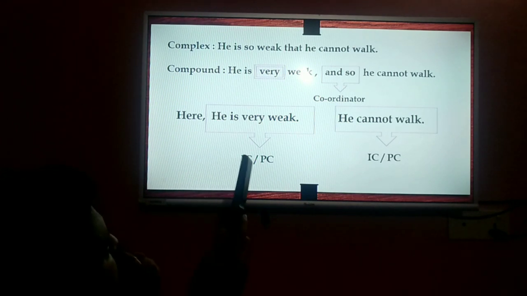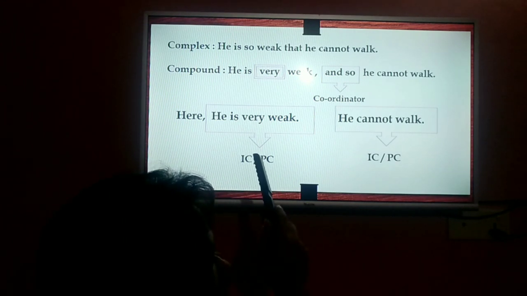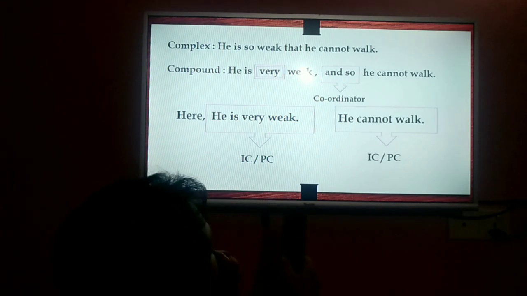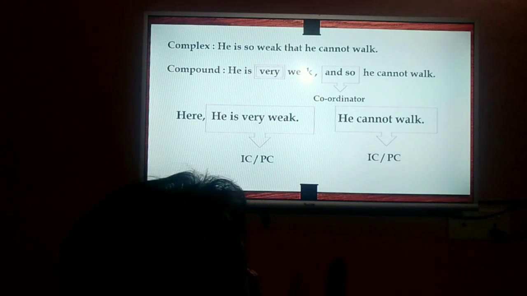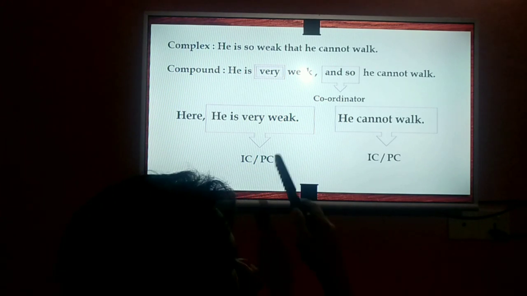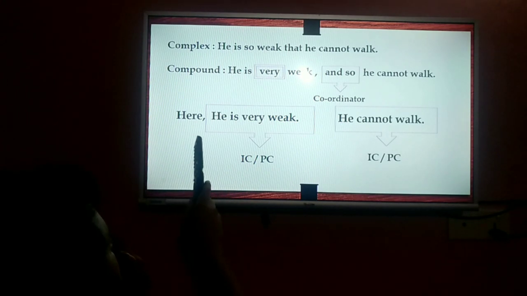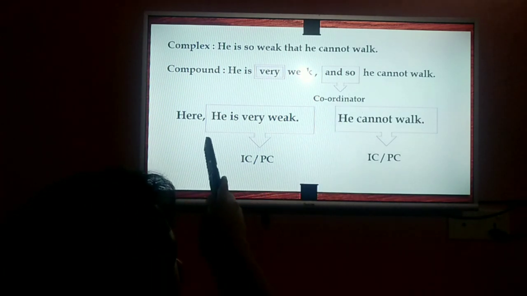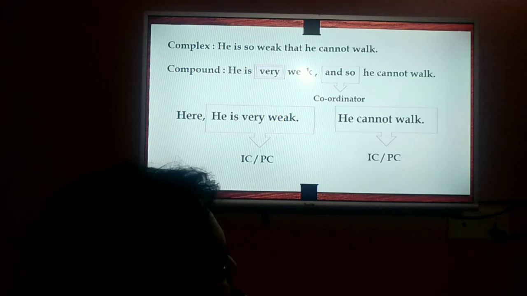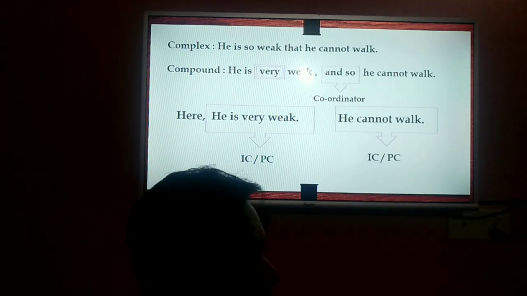Compound: He is very weak and so he cannot walk. Here I can use very in place of so, and use and so in place of that. Here, and so is the coordinator. He is very weak is an independent clause or principal clause. Next, he cannot walk is also an independent clause or principal clause.